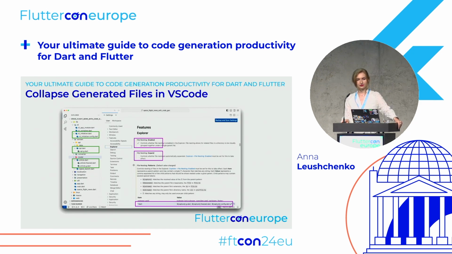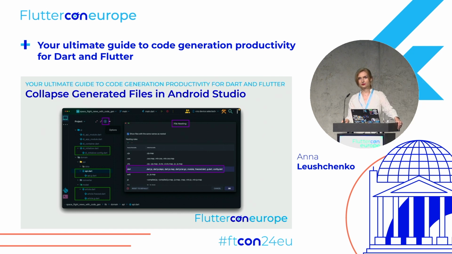To configure it in VS Code, you have to go to Settings, Features, Explorer, and turn on file nesting. And then you have to configure your Dart entry under file nesting patterns. And for Android Studio, this is configured on a per project basis. So you go to project options by tapping those 3 dots, also open file nesting and configure the Dart entry.